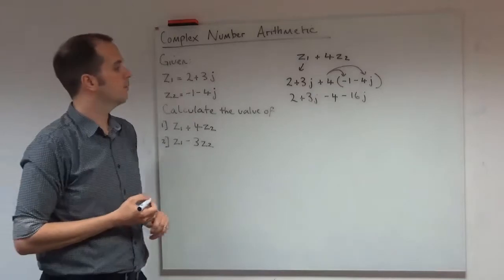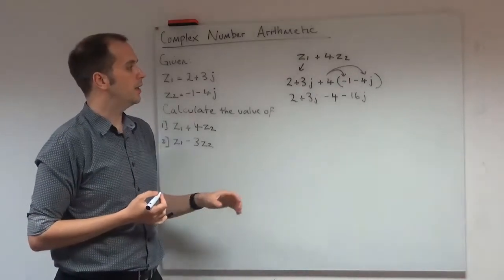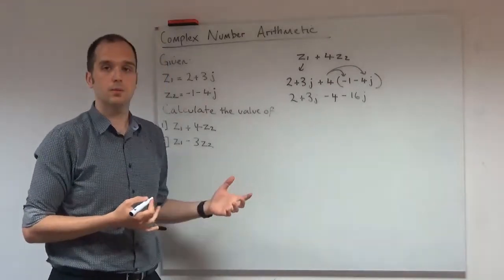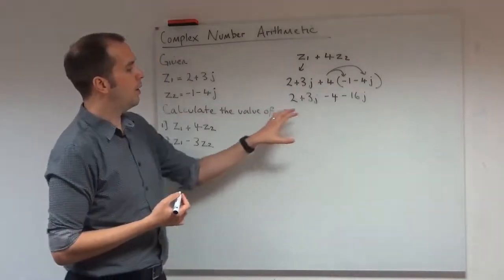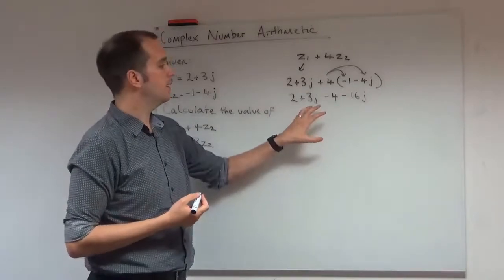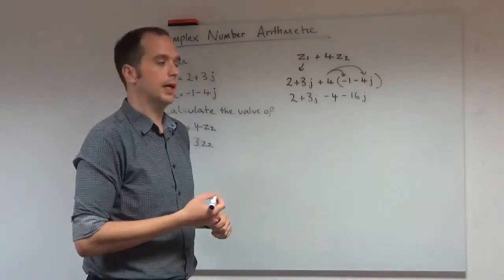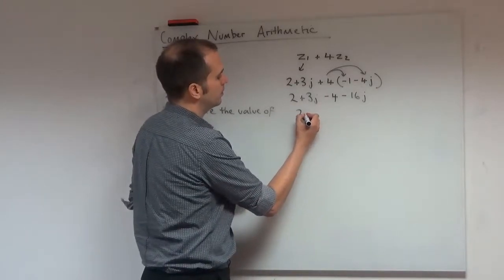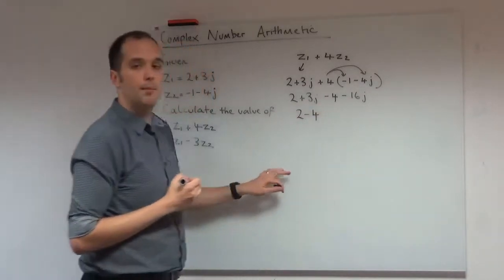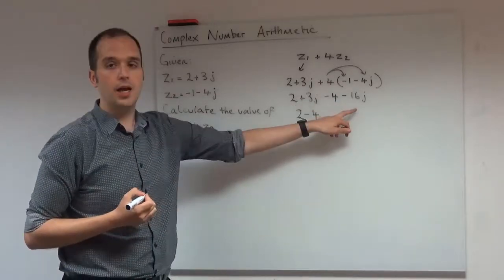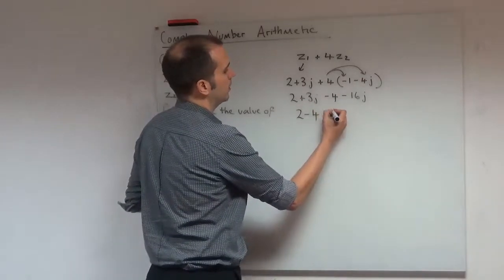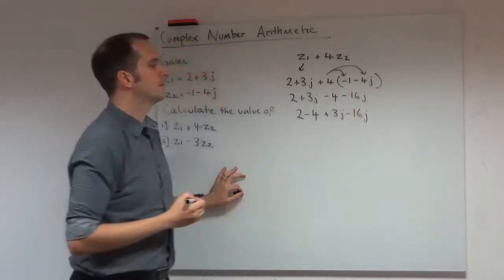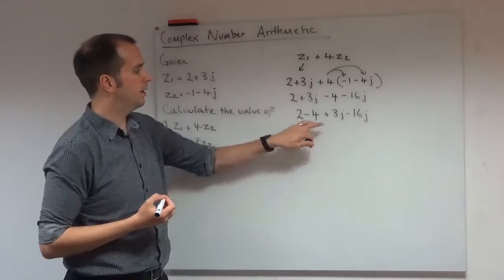sat out the front. At the start of the video I said when we're adding or subtracting, we add or subtract the real part and then add or subtract the imaginary part. So I'm going to get my real parts together and my imaginary parts together. My two real parts are 2 and minus 4, and my two imaginary parts are 3j and minus 16j. And then I can just work these two quantities out.